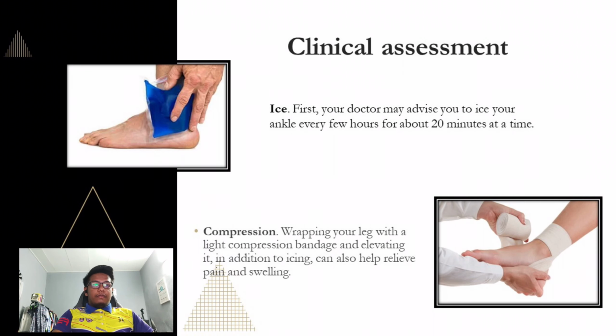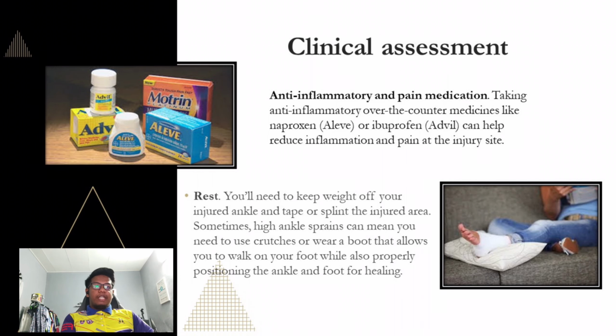Okay, now here are some of the medical treatments if you are having a high ankle sprain. The first one is ice. Your doctor may advise you to ice your ankle every few hours for about 20 minutes at a time. The next one is compression. Wrapping your leg with a light compression bandage and elevating it, in addition to icing, can also help relieve pain and swelling.